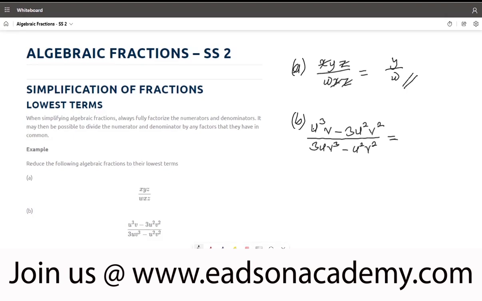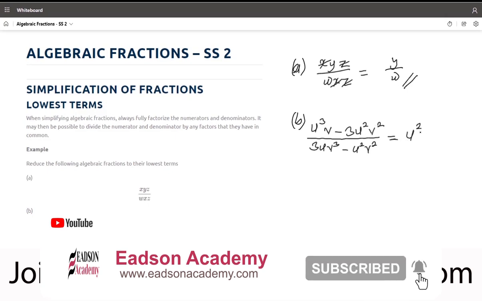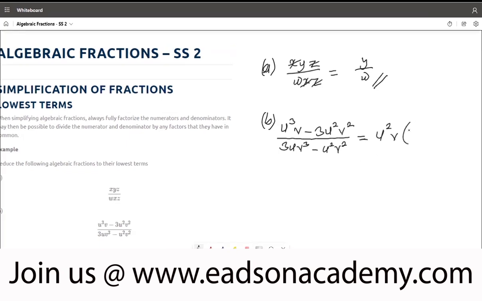So I have u cube here, I have u square here, which means u square is a common factor, since if I divide u cube by u square there won't be any remainder. The same thing, I have v here and I have v square here, so v is a common factor. v can divide into this term without a remainder, and into this term without a remainder. So bringing out the common factor, if I divide u cube v by this, I will be left with only u there. That is the meaning of factorization.